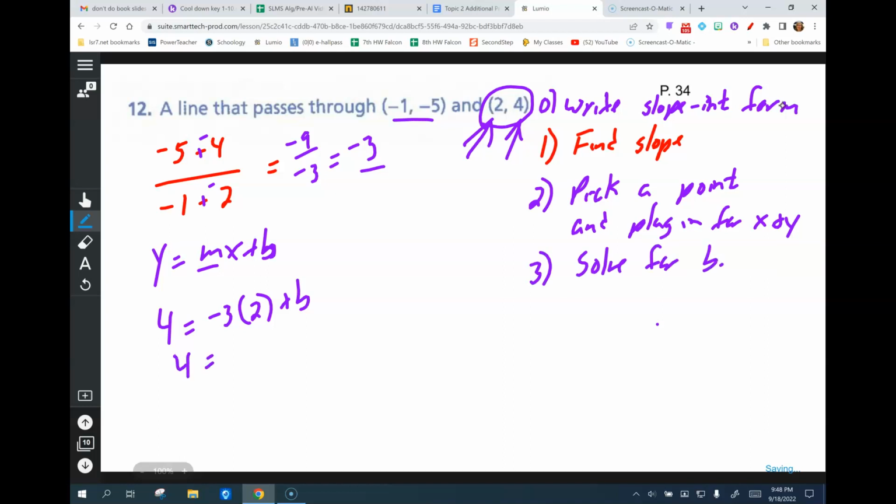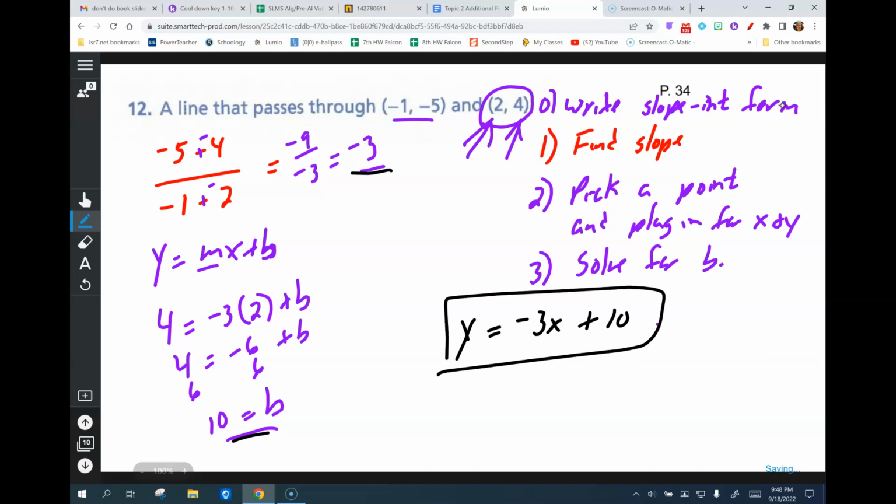So I have 4 is equal to -6 plus b. Add 6 to both sides, we get 10 is equal to b. So our b is 10. Yay! Now just write the equation. Y equals my slope plus my y-intercept.